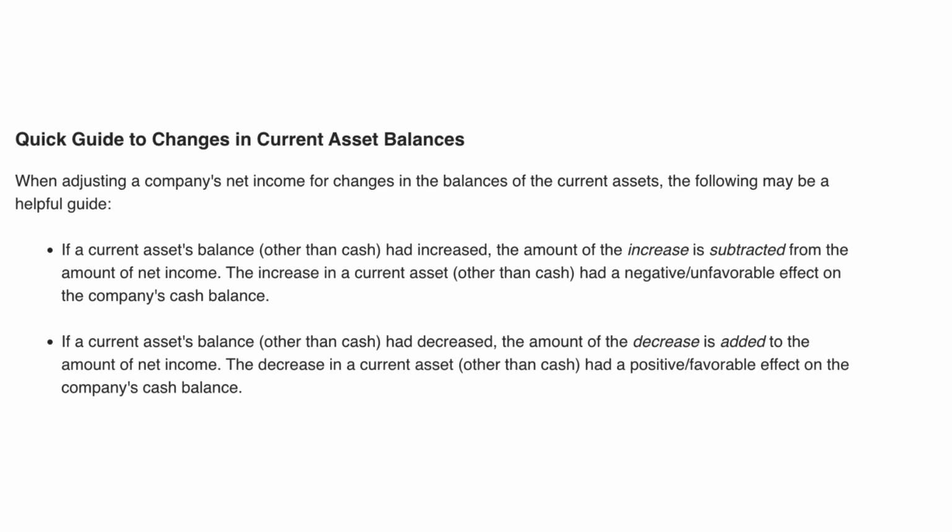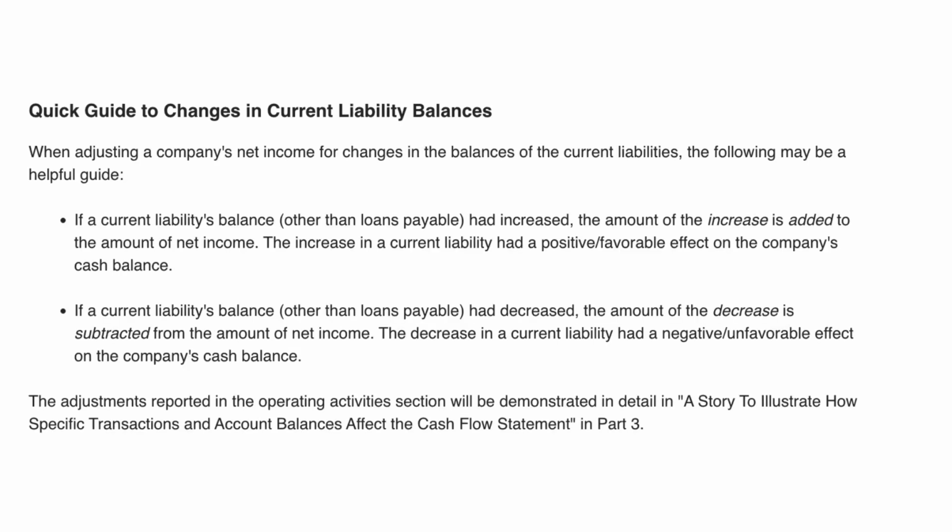If a current asset's balance, other than cash, had decreased, the amount of the decrease is added to the amount of net income. The decrease in a current asset, other than cash, had a positive/favorable effect on the company's cash balance. Quick guide to changes in current liability balances.